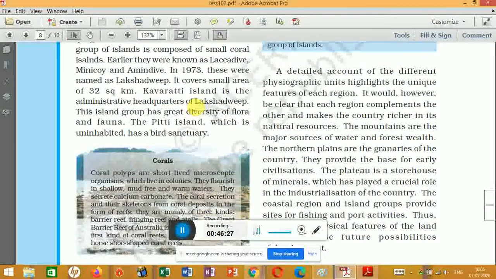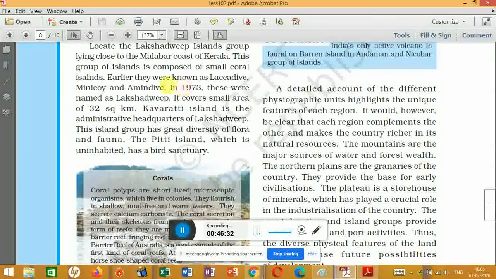And about the types of coral, let us discuss later on. Let us read first here. Earlier they were known as Lakshadweep, Minikoi, Amindivi. In 1973 these were named as Lakshadweep. It covers a small area of 32 square kilometers only. Kavaratti Island is the capital of Lakshadweep, and this island group has a great diversity of flora and fauna. So many plants and wild animals are there in the Lakshadweep Island.